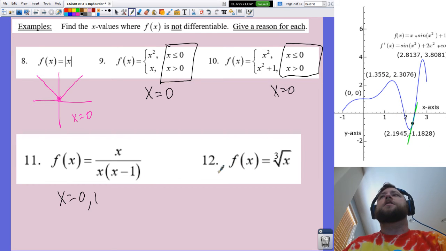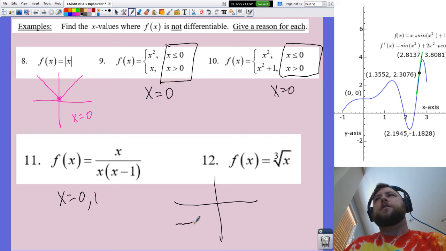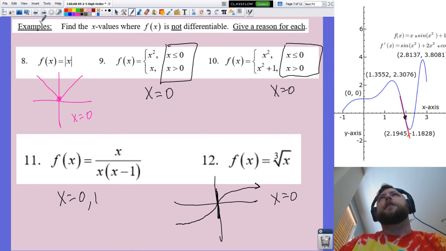And in this case, what's the graph of the cube root of x look like? I would graph it on a calculator just to prove it to yourself, but it looks something like this. You have a tangent line right here at 0. So we say it's not differentiable at x equals 0 because it's a vertical tangent line.